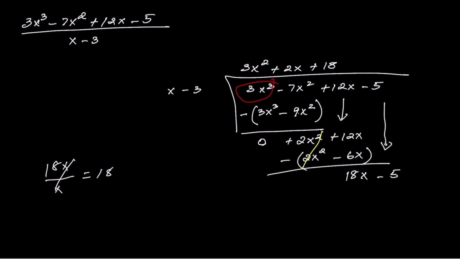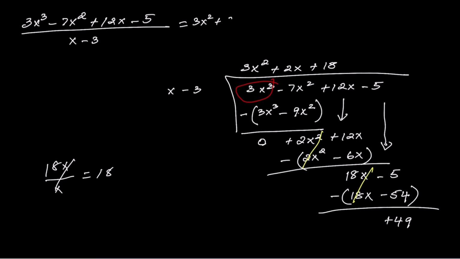Before multiplying, put a negative sign in front of the parentheses. Multiply 18 by x minus 3, giving 18x minus 54. Subtract. Negative 5 minus negative 54 becomes positive 49. So the final result is 3x squared plus 2x plus 18 plus 49 divided by x minus 3.